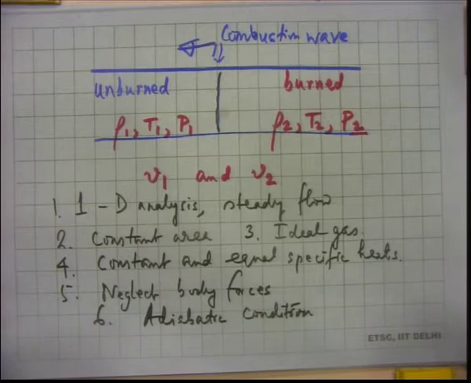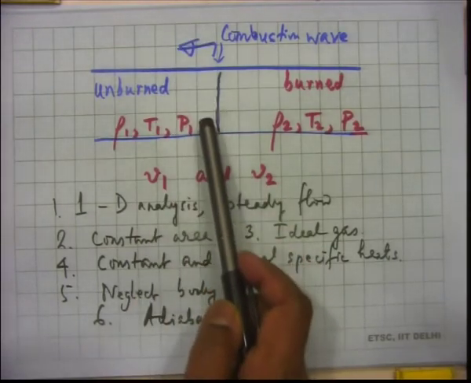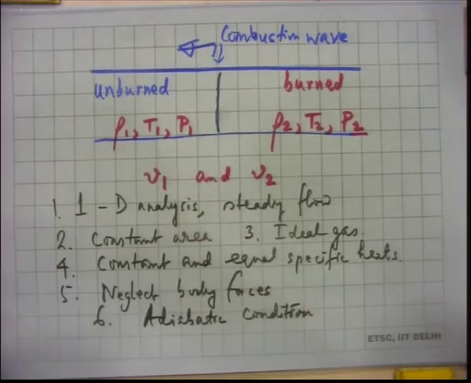Ideal gas, good enough, probably. Constant and equal specific heats; again specific heats are not constant with temperature, but we are assuming it. Neglecting body forces, maybe body forces are really not important. Gravity is in many cases not that important. Then we also assume an adiabatic condition, in the sense that there is no heat transfer from outside to this tube or from the tube to outside. These are the assumptions that we are making.